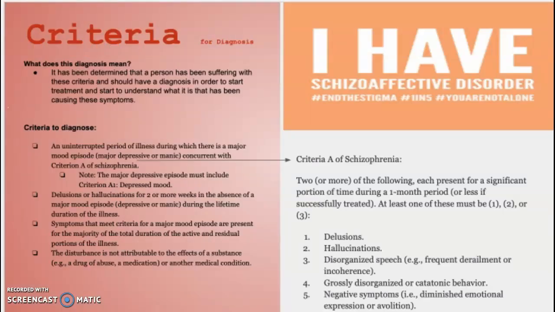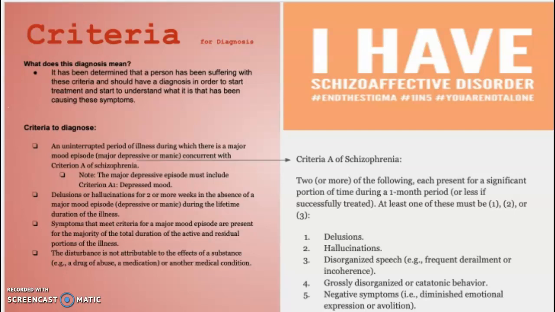Criteria for diagnosis. What does this diagnosis mean? It has been determined that a person has been suffering with these criteria and should have a diagnosis in order to start treatment and to start to understand what it is that has been causing the symptoms and to start to understand more about themselves and why they are feeling the way they are.